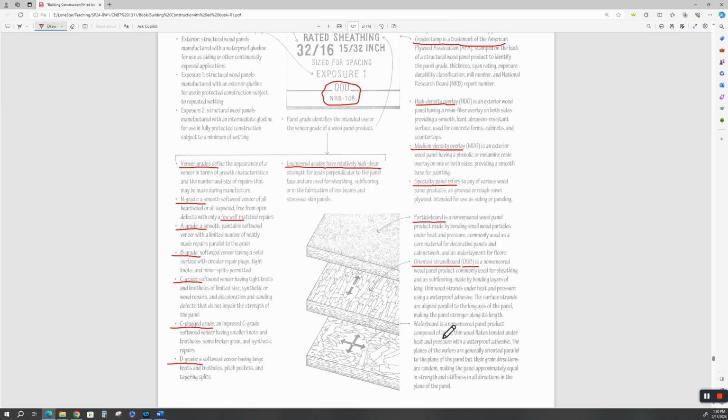Wafer board is a non-veneered panel product. It's composed of large, thin wood flakes bonded under heat and pressure with a waterproof adhesive. The planes of the wafers are generally oriented parallel to the plane of the panel, but their grain directions are random, making the panel approximately equal in strength and stiffness in all directions in the plane of the panel. Your mileage is going to vary with wafer board and OSB as far as what it can actually support. I would stay away from this. If you can afford to go with plywood, an APA grade of plywood, do that.